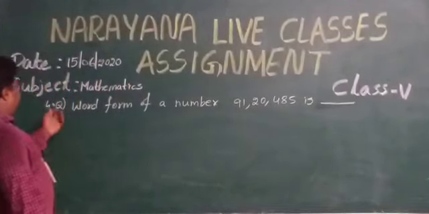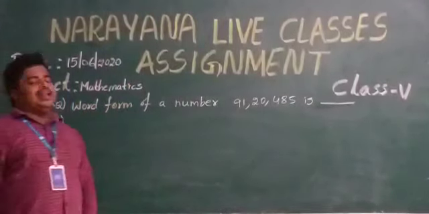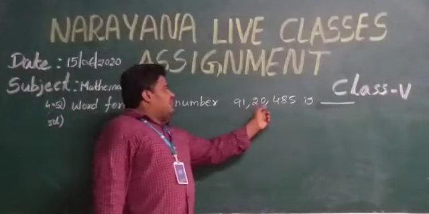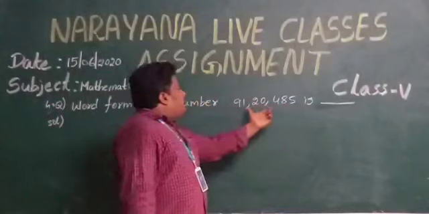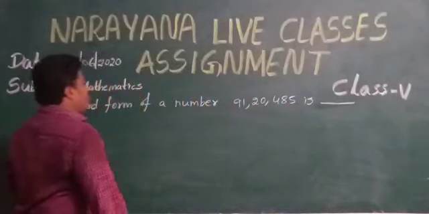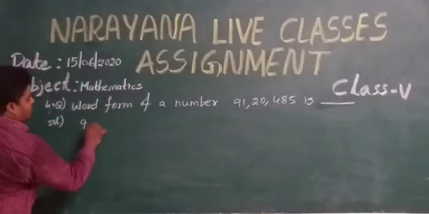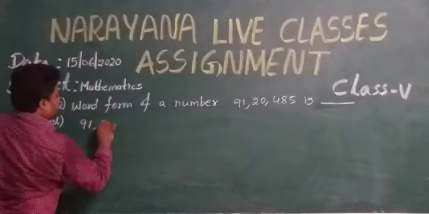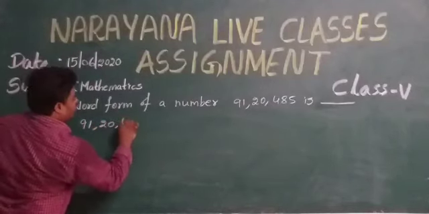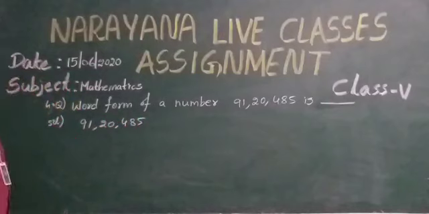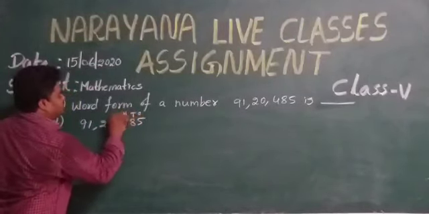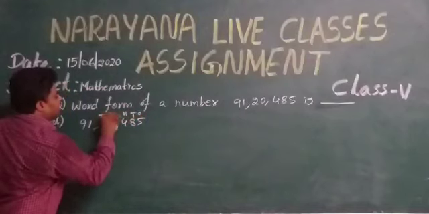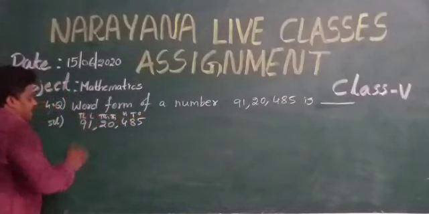Children, next question, fourth question. Word form of a number: 91,20,485. We have to write this number in word form. For word form, mention the places above the digits: ones, tens, hundreds, thousands, 10,000, lakhs, 10 lakhs.